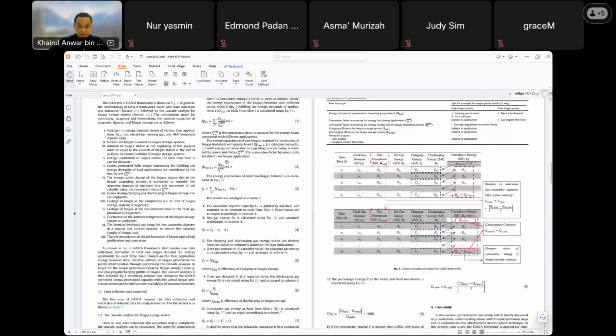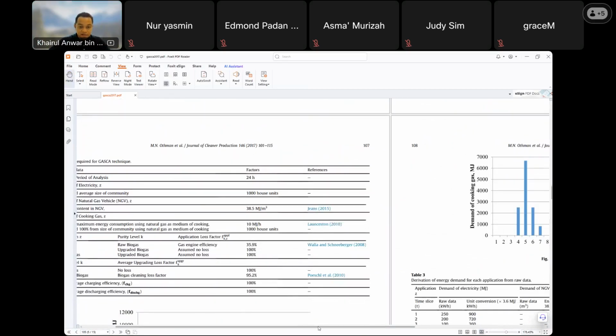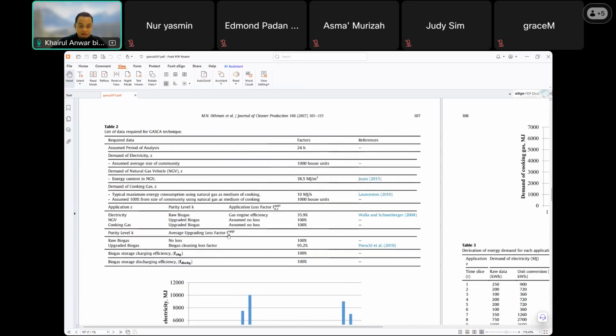FPKT, so it's here, this one. What is F upgrade? So F upgrade is from table 2 as well. So for raw biogas, it's 100%, non-loss. For upgraded biogas, gas cleaning loss factor, it's 95%. Let me calculate this.